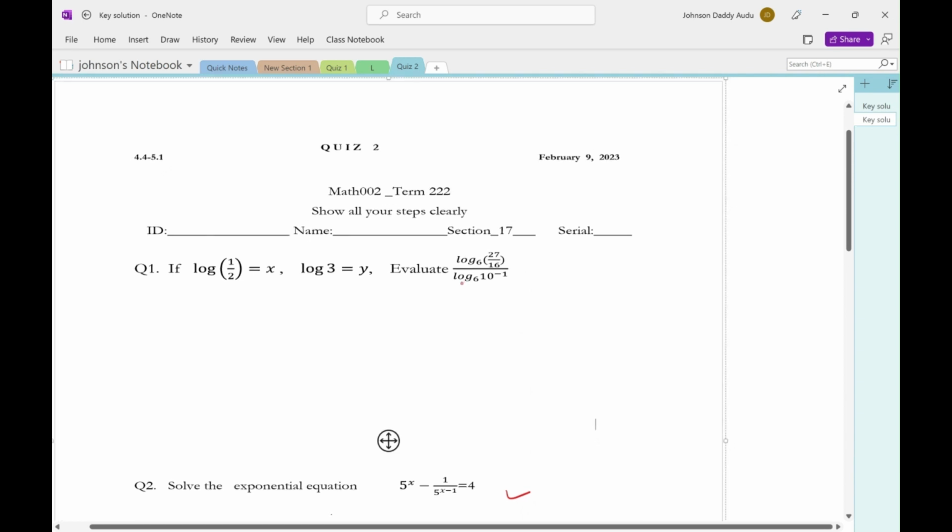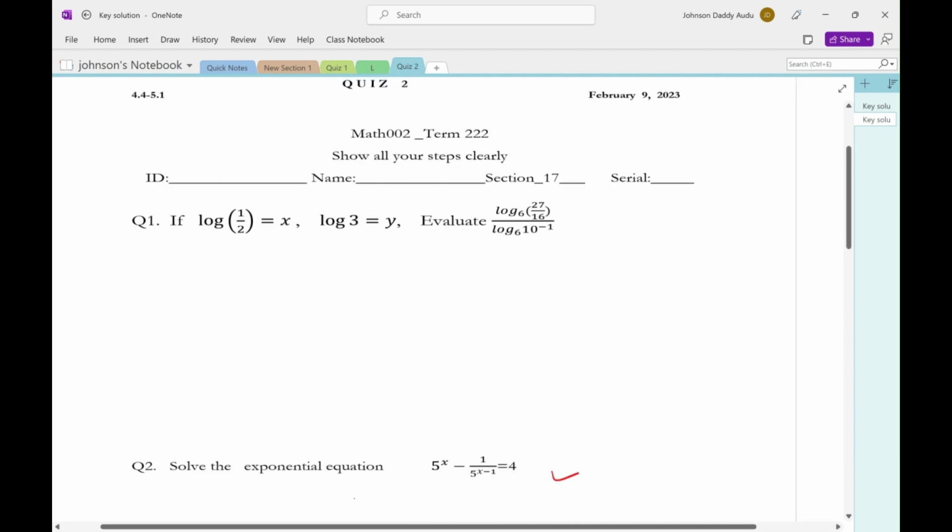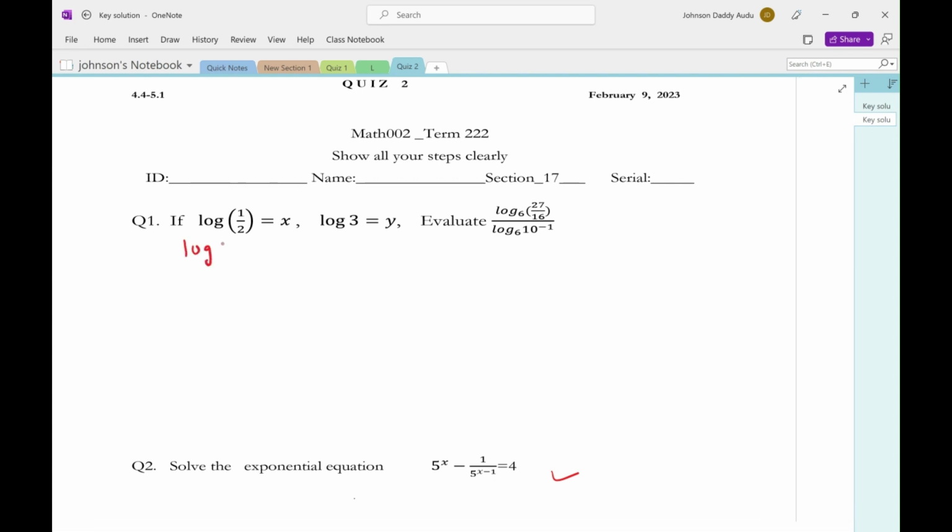Now, this one, we want to evaluate this logarithm in terms of x and y. So this is what we have. We have log half is equal to x, which we can write as log 2 to the power minus 1 equals x. So minus 1 can go down. So we have minus log 2 equals x, and this implies that log 2 is minus x.